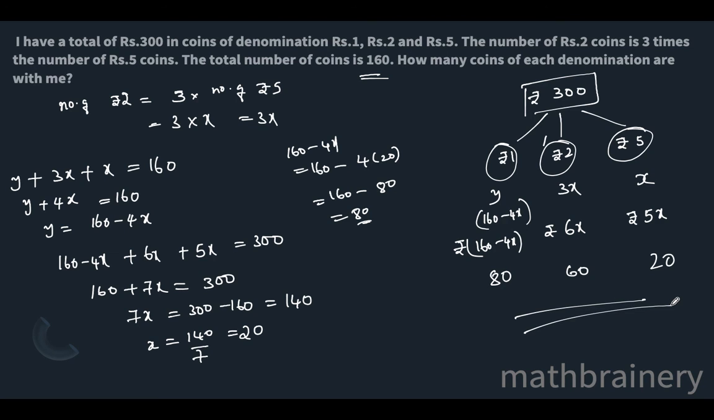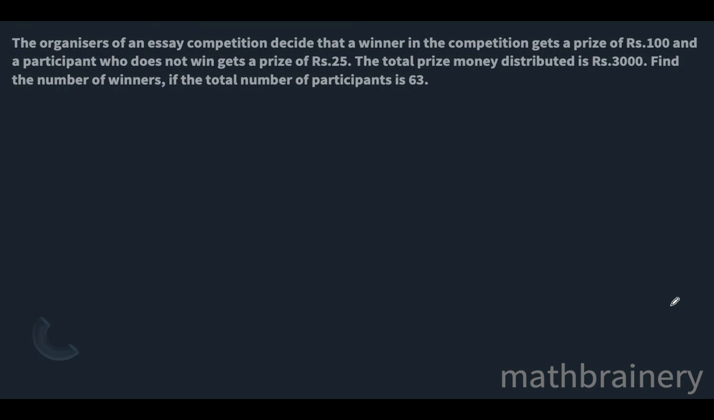Let's look at the next question. The organizers of an essay competition decide that a winner in the competition gets a prize of 100 rupees and a participant who does not win gets a prize of 25 rupees. The total prize money distributed is 3000 rupees. Find the number of winners if the total number of participants is 63.